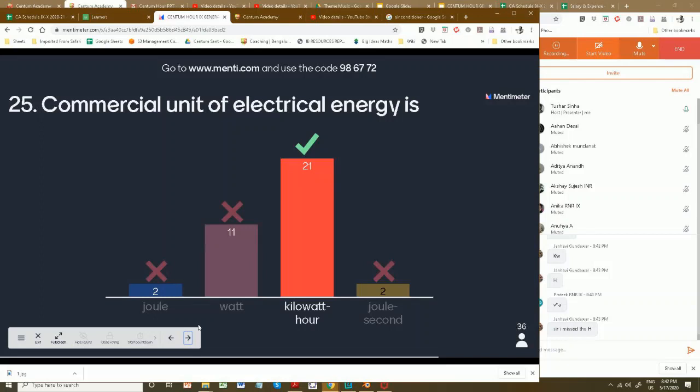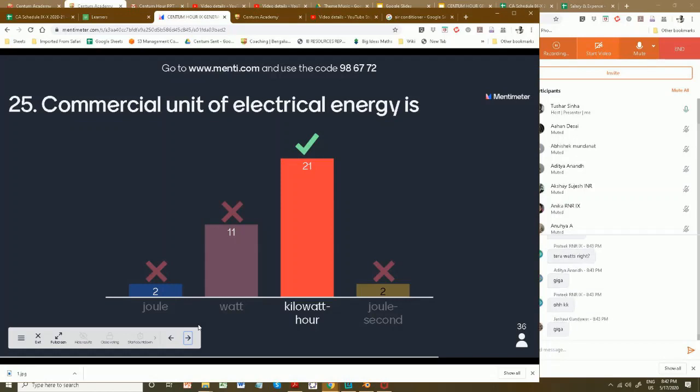By the way, do you know how much energy India consumes or can consume? India has the capability of consuming every second, any idea? What is the total installed capacity in India? We have 300 plus or around 400 gigawatts of power. Giga is 10 to the power 9, so 400 into 10 to the power 9 watts.